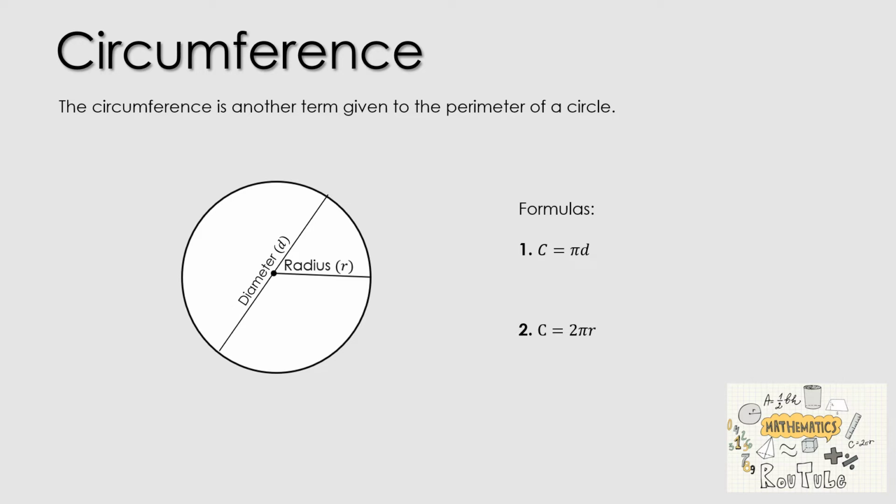And the formulas, we have two of those. The first one is C equals pi times D, with D being the diameter, and the second formula is C equals 2 times pi times R, where R is the radius. Depending on what you're given in the question: if you're given the diameter, you can use the first formula, and if you're given the radius, you use the second formula.